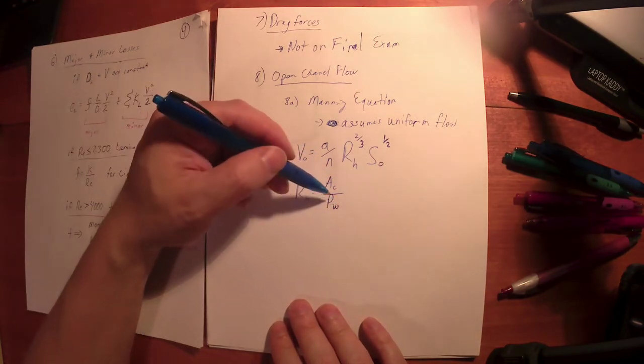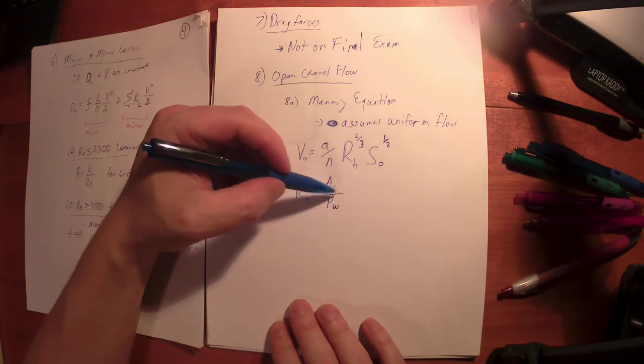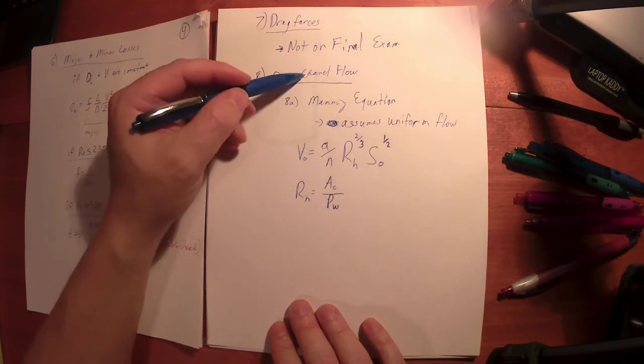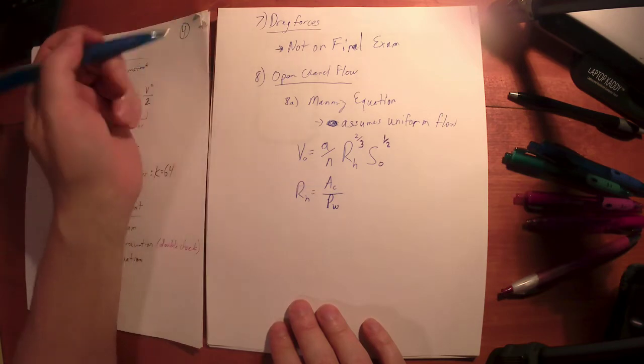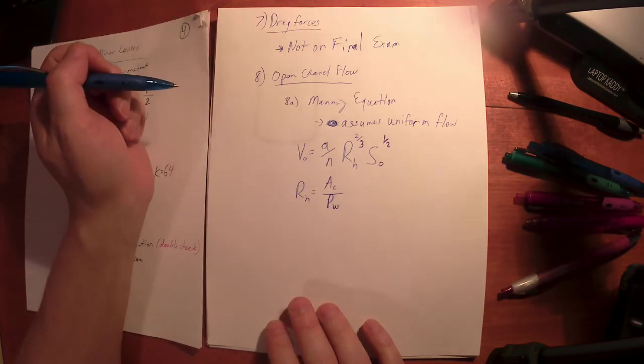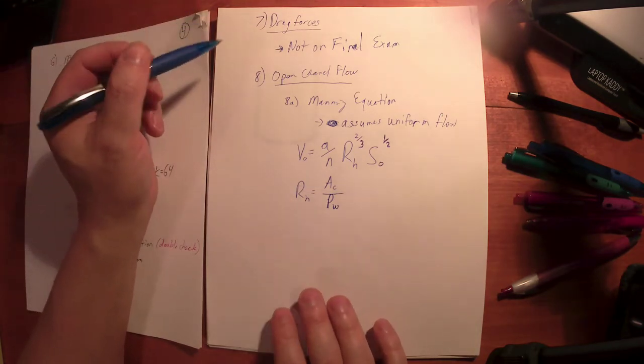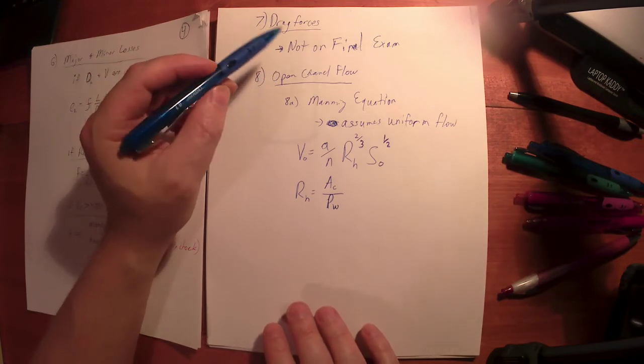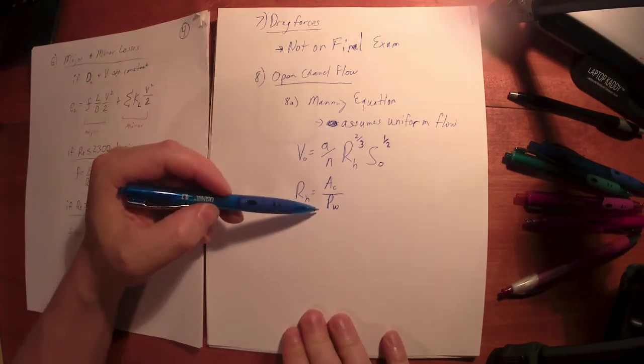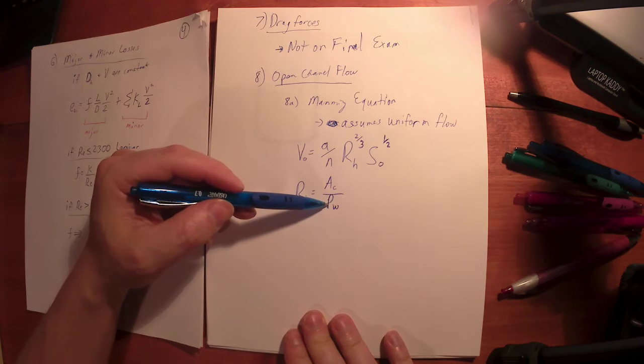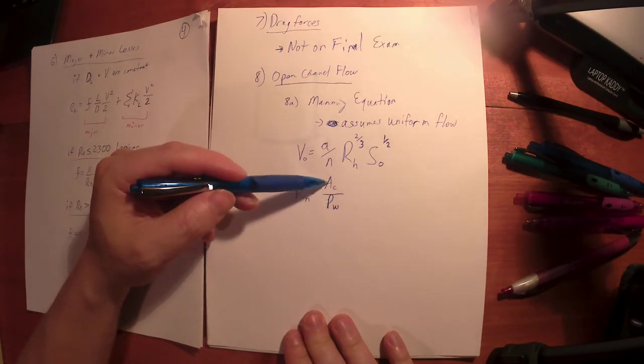Not the perimeter of the duct or conduit, because the whole point of open channel is that the fluid is not in contact with the entire conduit. It's not completely filled. So some of the conduit is dry, some of the conduit is not wetted. The wetted perimeter is the total length of conduit that is in contact with the fluid, and this is the cross-sectional area of the fluid.